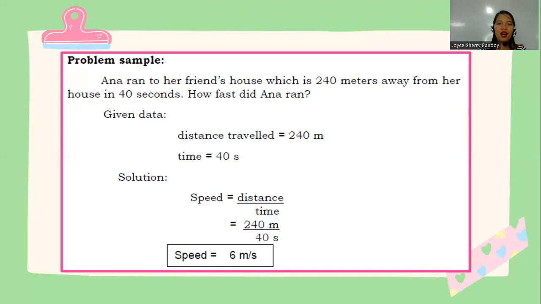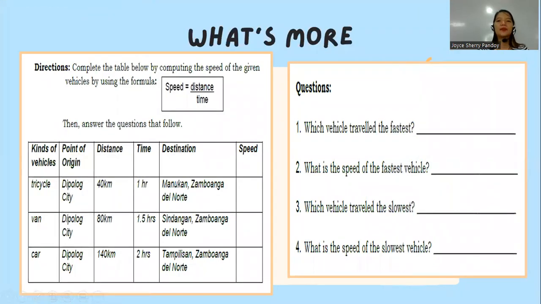Okay, let us move on to our next activity. So we have here the activity where the directions are to complete the table below by computing the speed of the given vehicles by using the formula speed is equal to distance over time. So balik-balik ra gid na, no? So you have to remember the formula for speed. Then answer the questions that follow. So for this activity, I will give you a sample.